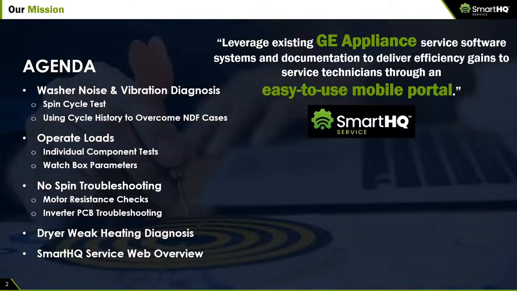Of course, we're going to talk about our agenda real quick here, what you're going to learn today. And the first topic will be washer noise and vibration diagnosis. And for that, we are going to be using the Spin Cycle test, which is, of course, part of the SmartHQ service application. This is going to help us to diagnose for noise and vibration.